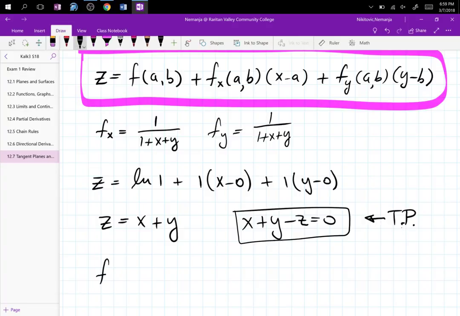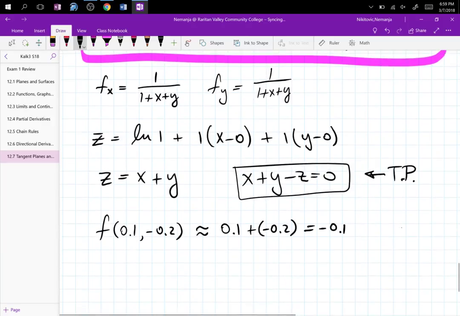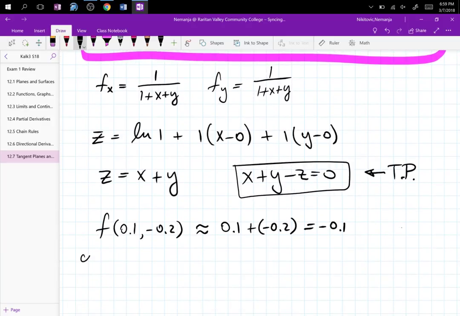Sorry, what is f of 0.1, negative 0.2? Well, it is approximately the same as computing this, which is 0.1 plus negative 0.2, which is negative 0.1. That's what it is. Now, how do we check this?